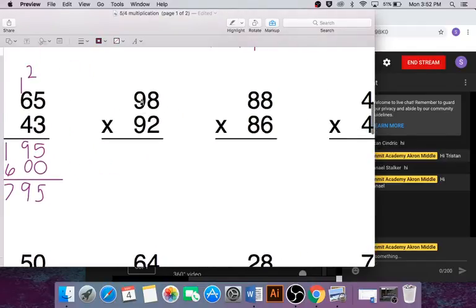Our next problem, we have 98 times 92. Start with the 2. 2 times 8 is 16. Put down the 6. Carry the 1. 2 times 9 is 18. Plus 1 is 19.